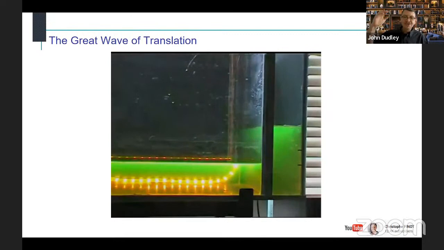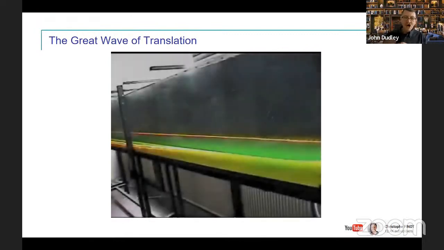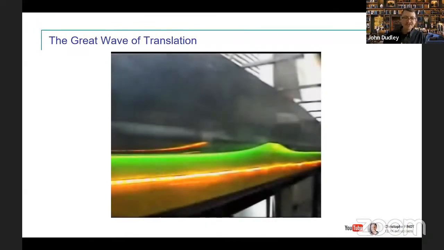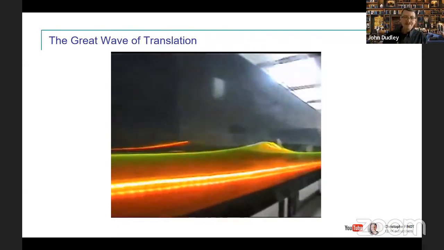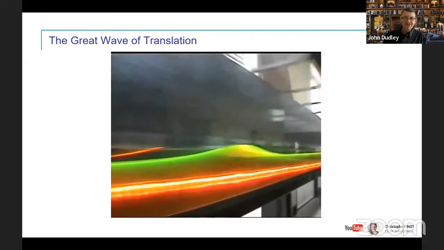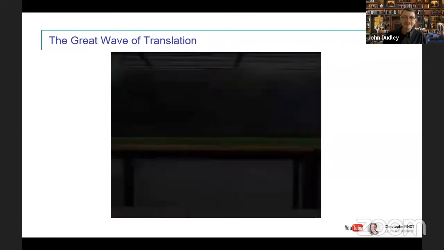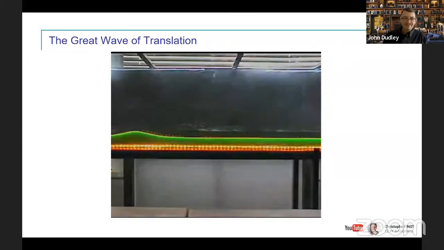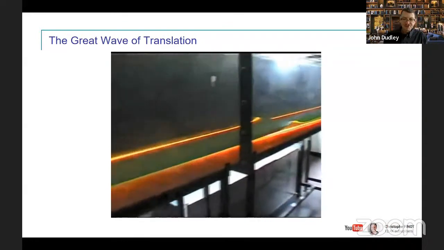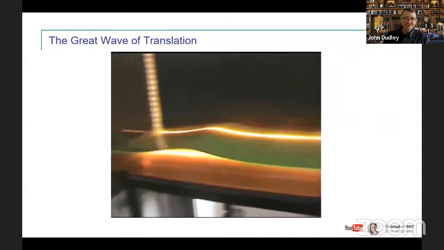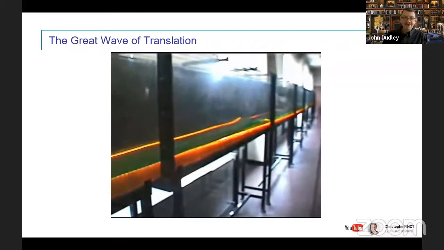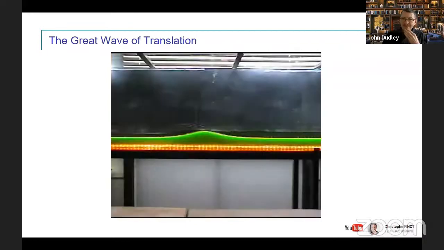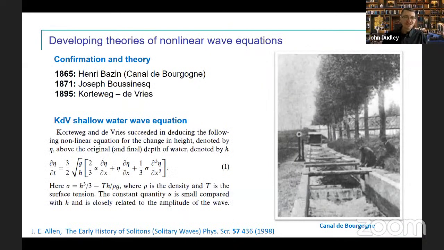Showing how by setting into place a water displacement, you can create a wave that will propagate essentially without changing its form, without spreading out as waves usually do, over a very, very large distance. Now, this soliton wave attracted some attention.